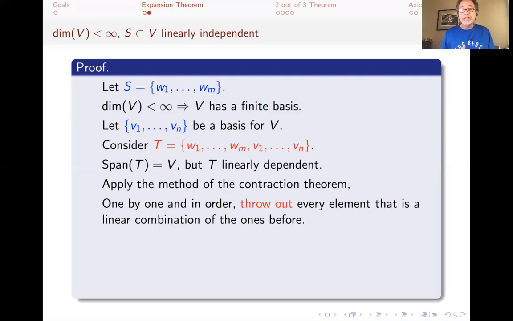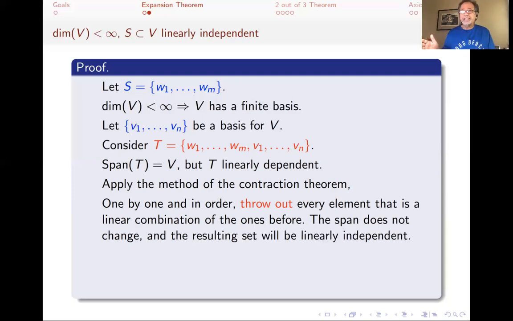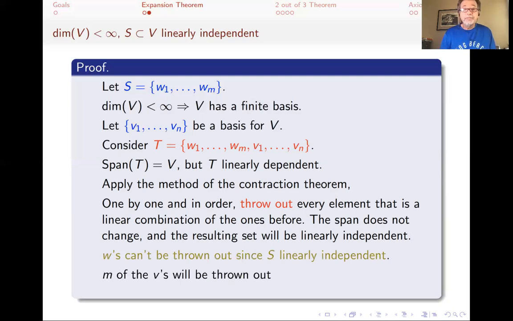We are going to throw out every element that's a linear combination of the ones before. And when we do that, we also know that when you throw out something that's already a linear combination of other things in your set, especially the ones before, the span does not change. But by the time we are done at the end, we will have a linearly independent set. The W's can't be thrown out since S was linearly independent, but m of the V's will be thrown out.